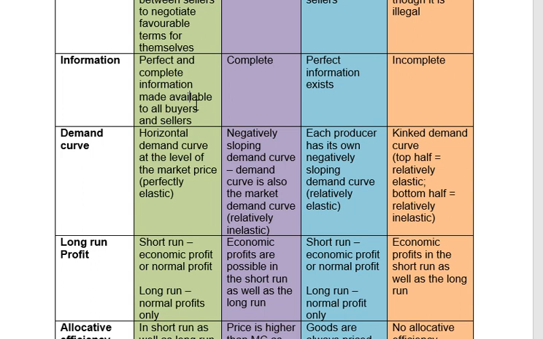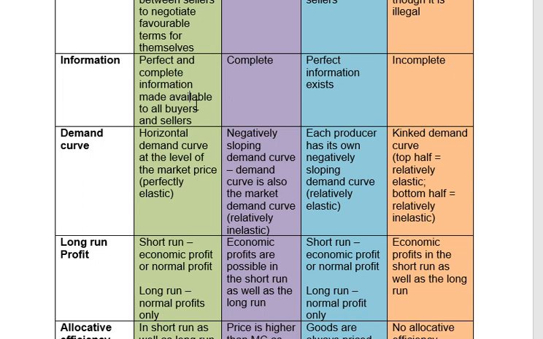If we look at the shape of the demand curve in the perfect market, we have already seen that the individual producer will have a horizontal demand curve, a perfectly elastic demand curve at the level of the market price.